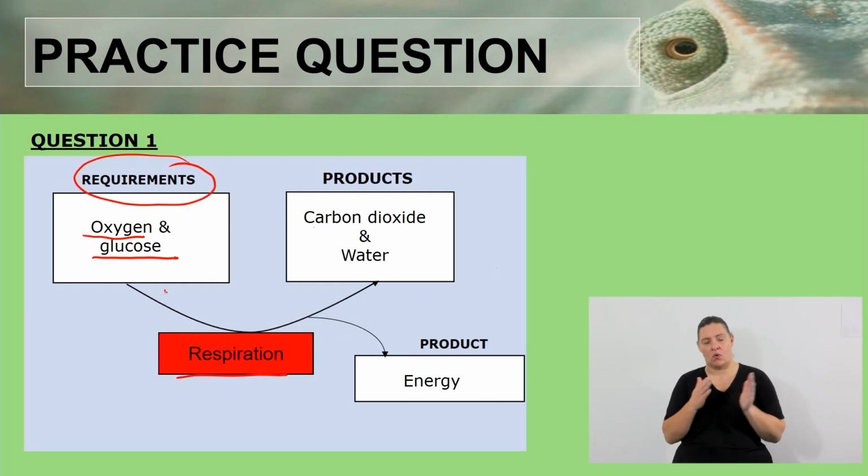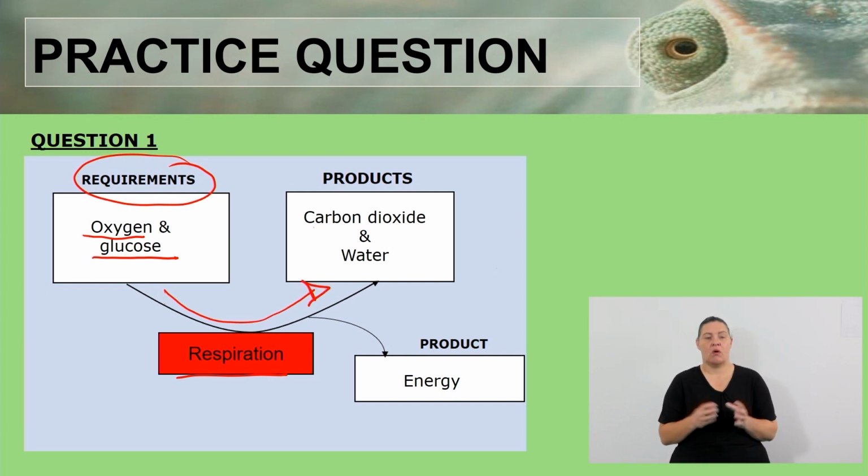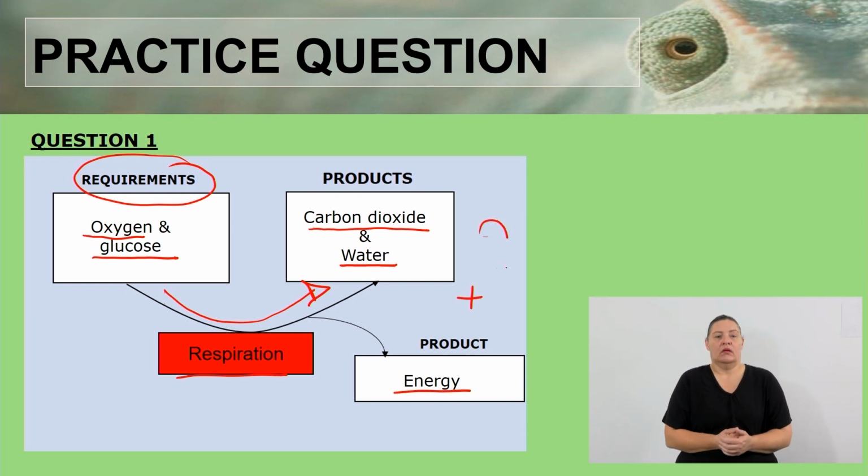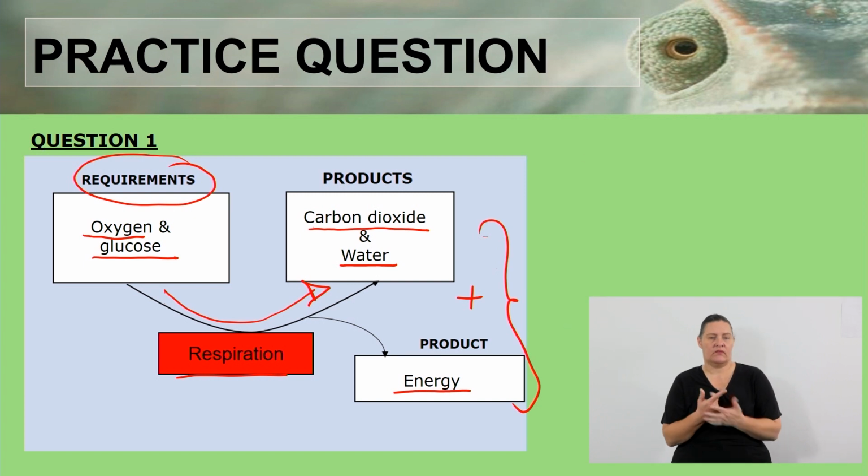Now let us move on to the box for products, which is on the left. So for products, we then have carbon dioxide and water. These are the two products that we get, plus the last one, which is energy. So these are the three products of respiration. That is the answer to our question. Now we are going to move on to the next question.